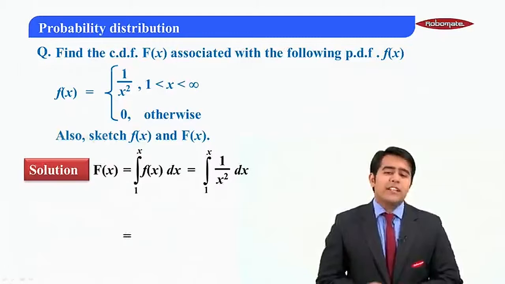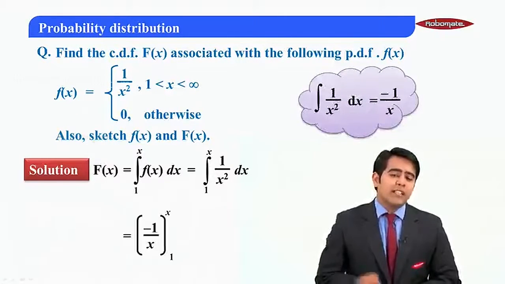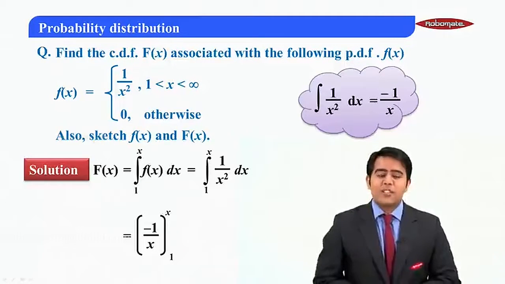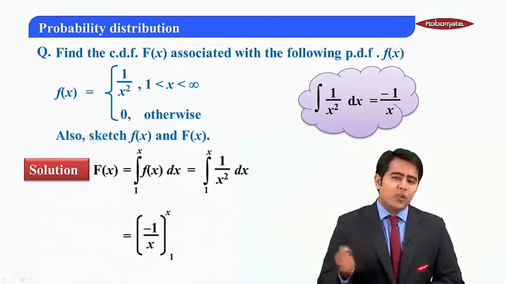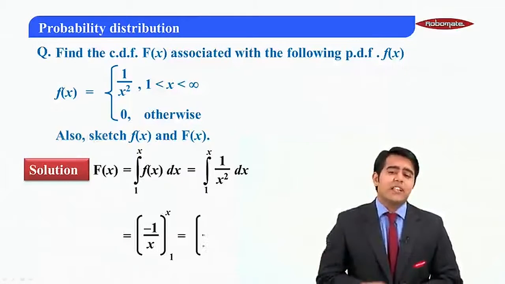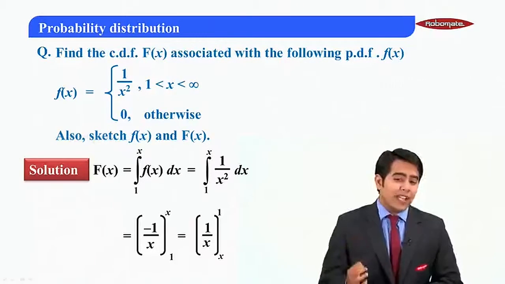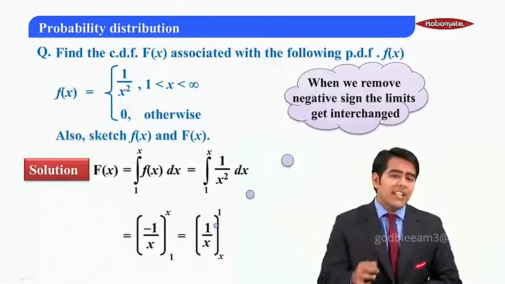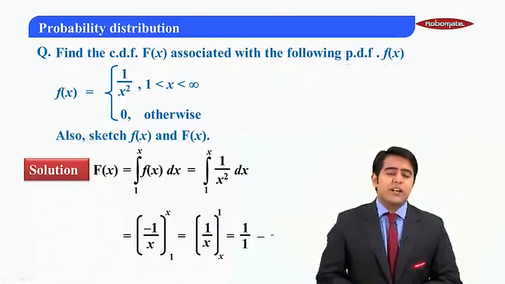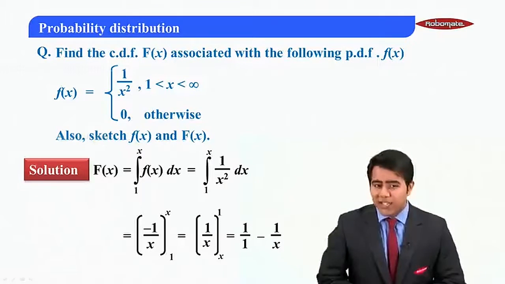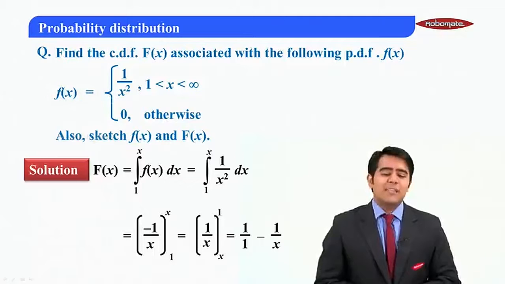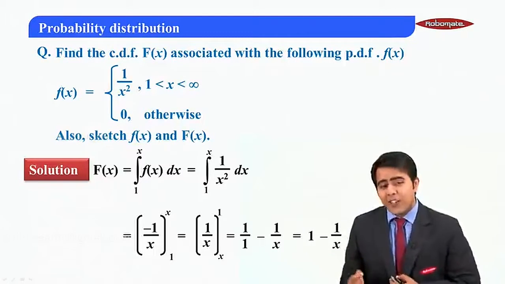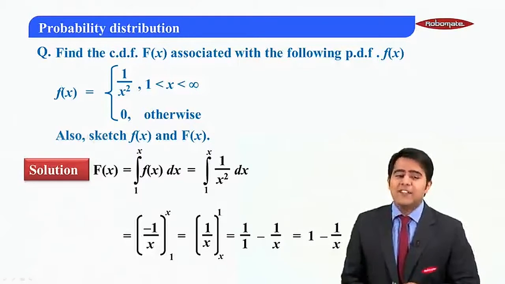So here I can write the value of integral 1 upon x square as minus 1 upon x from the limit 1 to x. On substituting the limits, we can take out the negative sign, so I can write it as 1 upon x from x to 1. When we remove the negative sign, the limits get interchanged. Applying the limits, we get 1 upon 1 minus 1 upon x. So this value will be simply equal to 1 minus 1 upon x. This is the value for F of x, that is CDF.